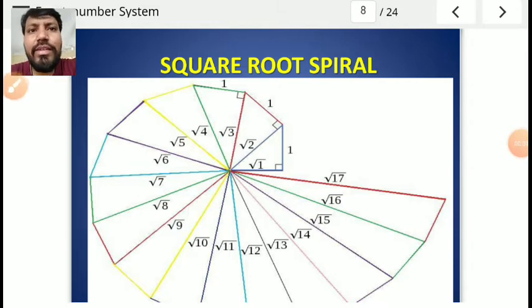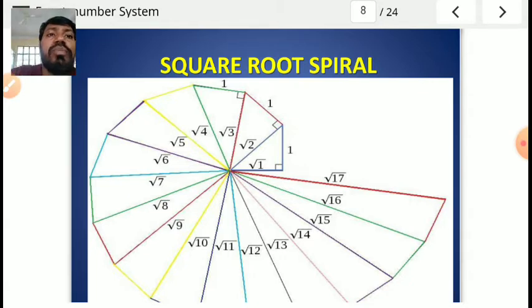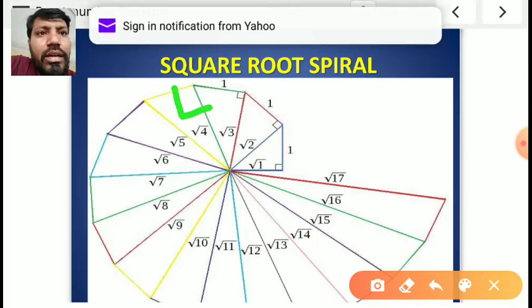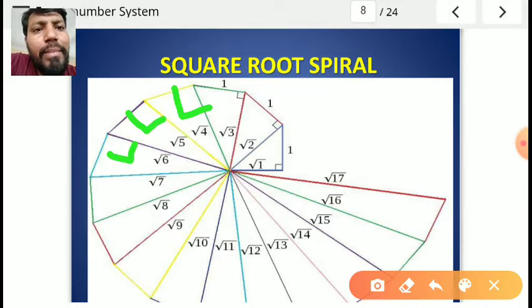So previously I gave you the notes, and based on that the square root spiral will appear to you in this way, and you can verify that. The main thing you need to remember is that it is compulsory for the lines to be perpendicular. In this figure it may not appear perpendicular, but it is compulsory that all the lines should be perpendicular, and your square root spiral should look like this.